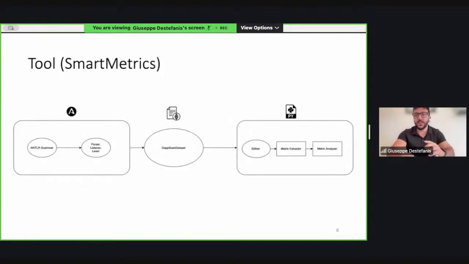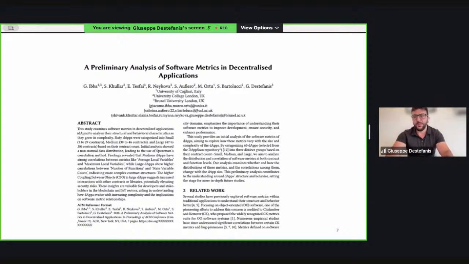There is a tool that we developed in our lab. It's called Smart Metrics, and similar to dApp, the tool is able to read the contracts in the directory that we have, reading the source code, and then provide us a CSV file with the different metrics related to a specific contract. And this is the paper that I will discuss today with you, like preliminary results on software metrics that we analyzed for different decentralized applications.